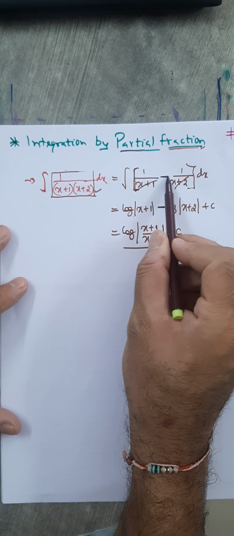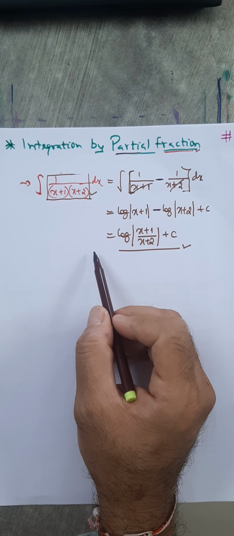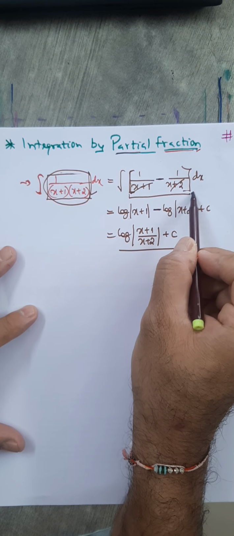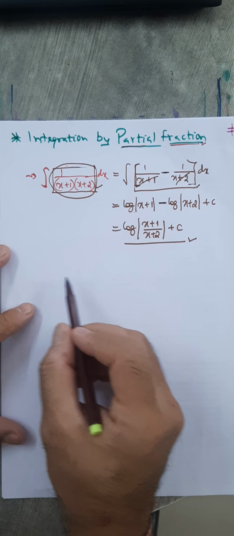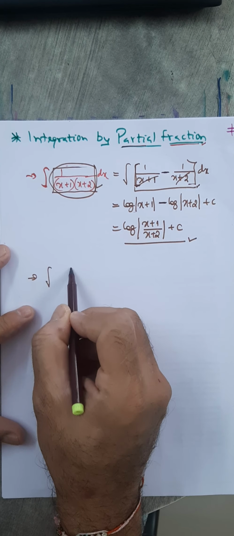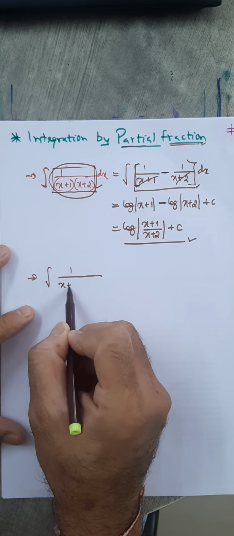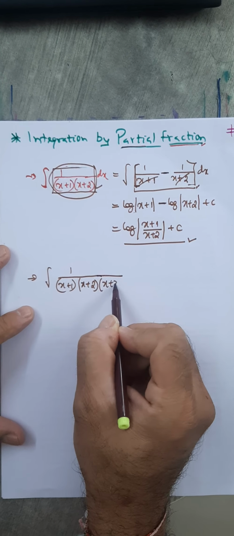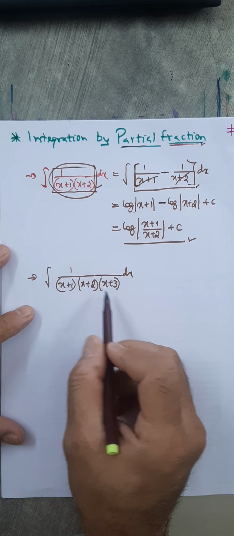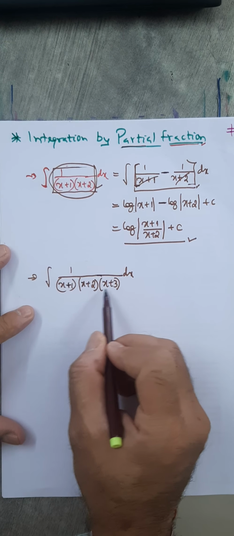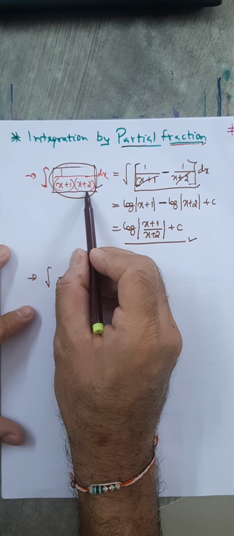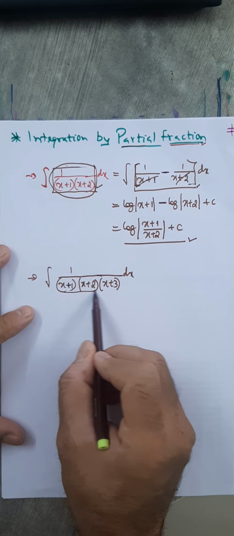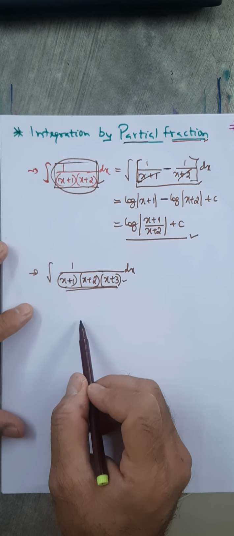A product of linear factors can be expressed as a difference here. This procedure, from this to this, is known as the partial fraction method. Now if I have a product of 3 linear factors, for example, x plus 1, x plus 2 and x plus 3, you cannot do this directly. By opening the brackets you will get a cubic, whereas there you were getting a quadratic. So this cannot be expressed as a cubic polynomial expression, and further it cannot be integrated.